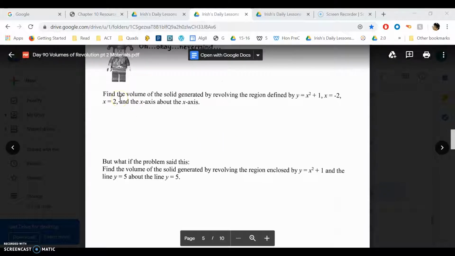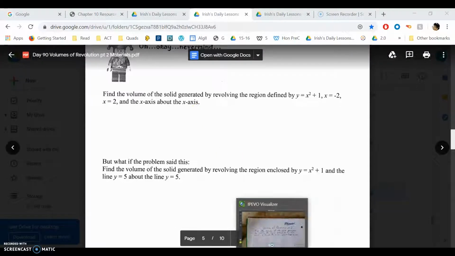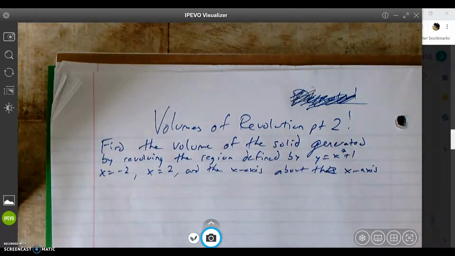First one. Find the volume of the solid generated by revolving the region defined by y equals x squared plus 1, x equals negative 2, and x equals 2, and the x-axis about the x-axis. So pause the video, write that down, and do it.